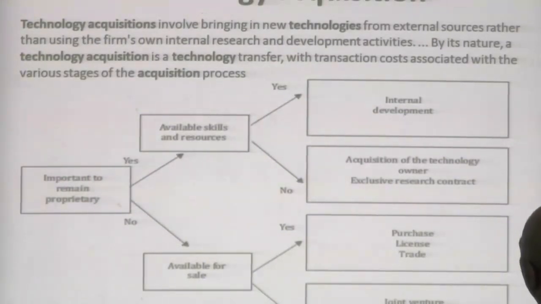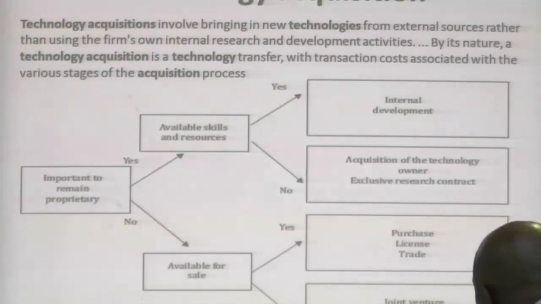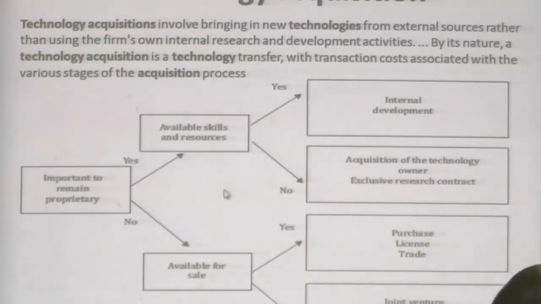Is it important to remain proprietary? Check the available skill and resources. If it is yes, internal development; if it is no, acquisition of the technology owner, acquisition research contacts. Then if it is no, available for sale, and yes, purchase the license, that is purchasing the software, and then if no, joint venture research partner. So, this is a simple diagram, but if you refer on the internet for technology acquisition, there are so many examples on YouTube and also on Google.